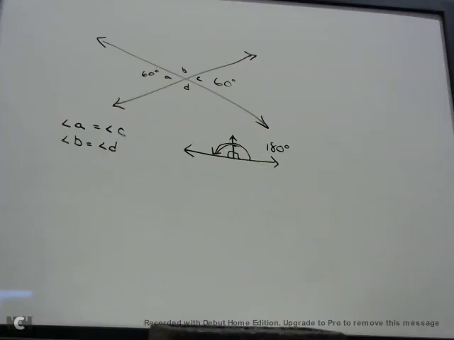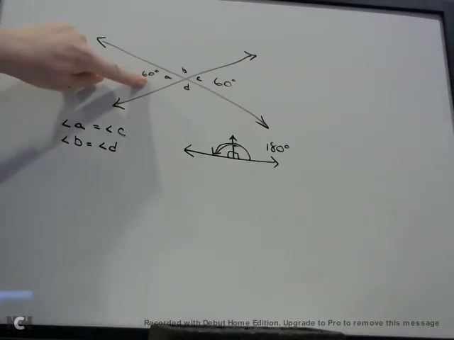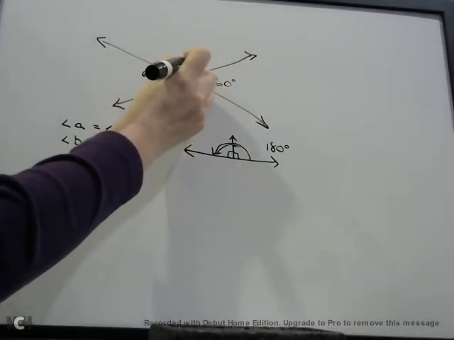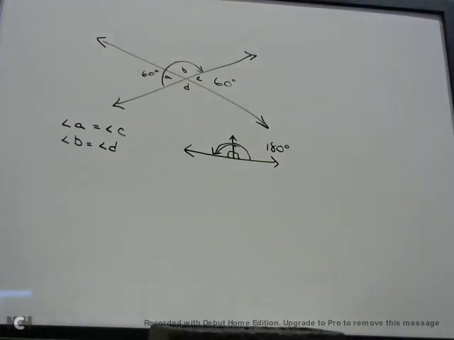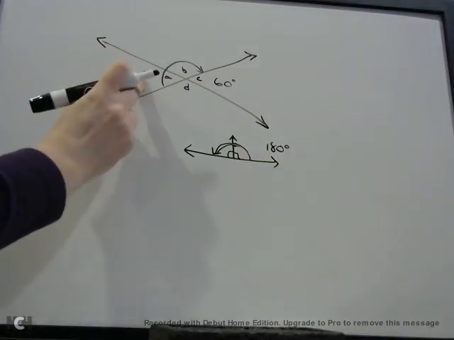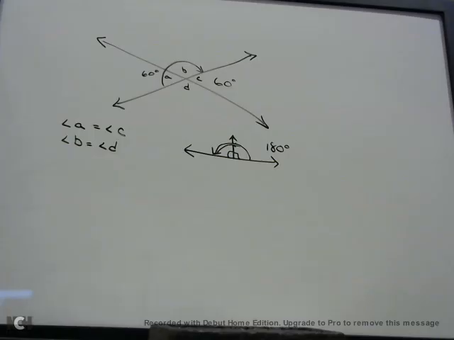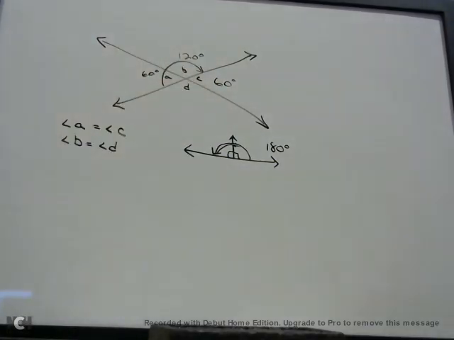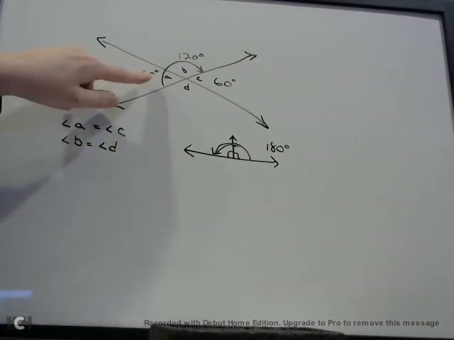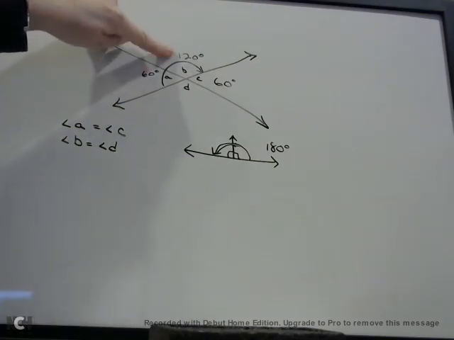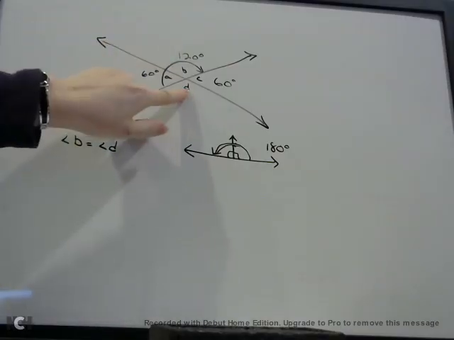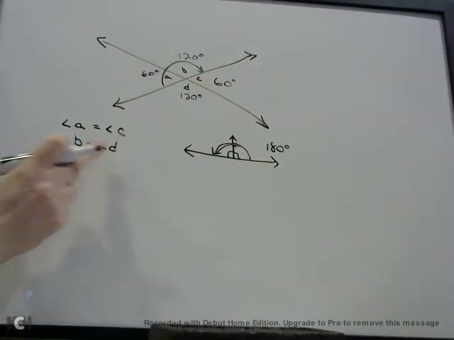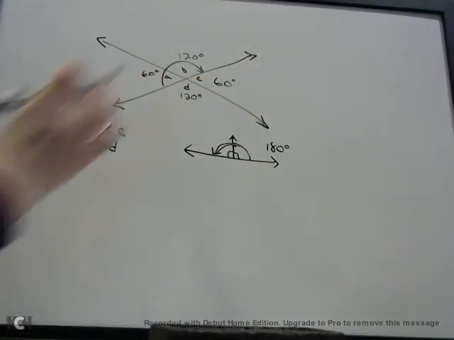That's important to know because here, if we know this is 60 degrees, here's a line. If this is 60 degrees, then from there to there is 180 degrees. So if this is 60, then this has to be 180 minus 60. It has to be 120 degrees. It has to be supplementary. So if this is 60 degrees, we know this is 120 degrees, but now we also know that D is 120 degrees, because remember, angle B and angle D are the same.